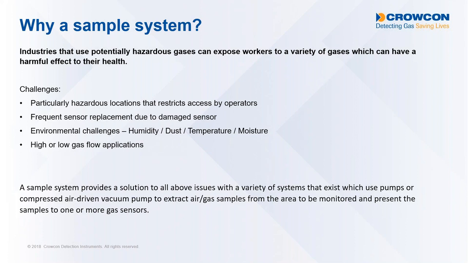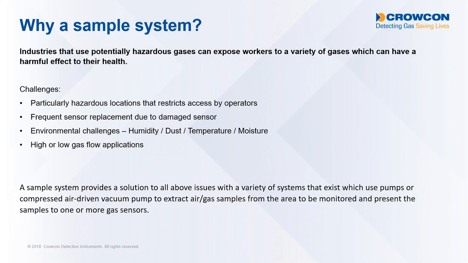So there can be often very humid environments that these are located in, often dusty, dirty, and dust can contaminate the gas sample. Often the temperature could be very high or very low, which is changing the state of the gas, and it can't be monitored correctly because of that. And often we're seeing moisture as well, which is being drawn through into the sample, which can cause an issue with the combustion type of sensors that we use as well.